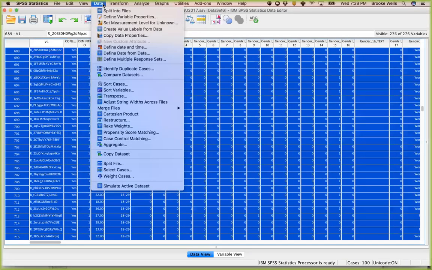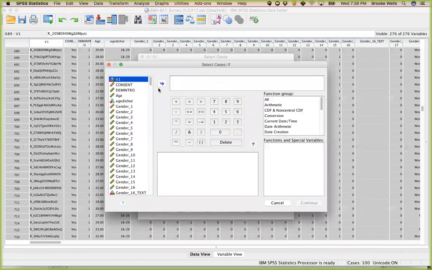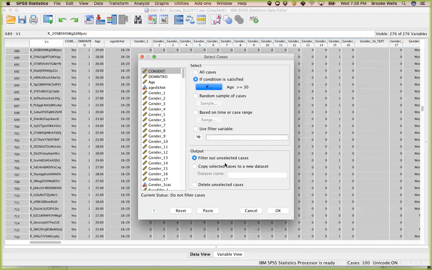You could also go up here and do Data, Select Cases. And this is basically what gets you that syntax that I just wrote. So you could say select cases if, and you want to include the people. So if age is greater than, or you could use the greater than or equal sign, if age is equal to or greater than 30, and then we could continue. And you can either filter out unselected cases, delete unselected cases, or copy those selected cases to a new data set, and you can give that data set a name. So we could say over 30 folks.